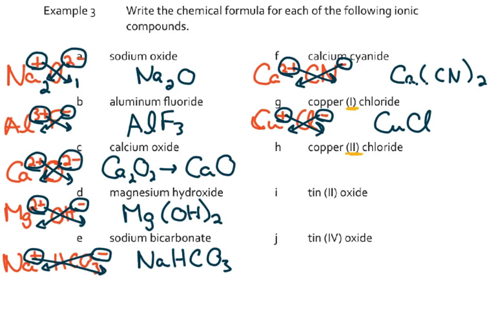In H, we have copper 2 chloride, so we've been told straight away that copper has a +2 charge. Chloride, again coming from chlorine, -1. Crisscrossing the charges, though, leads to a slightly different compound. That'll be CuCl2.